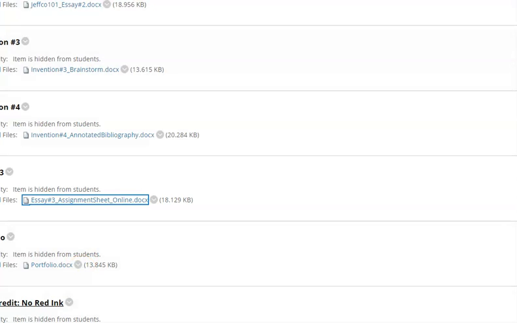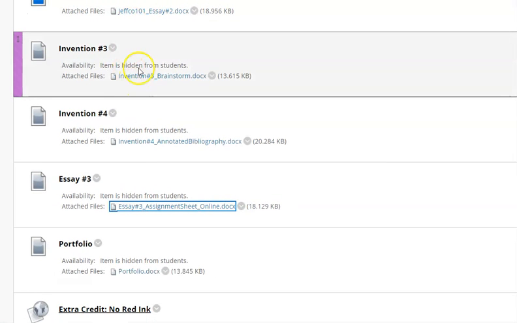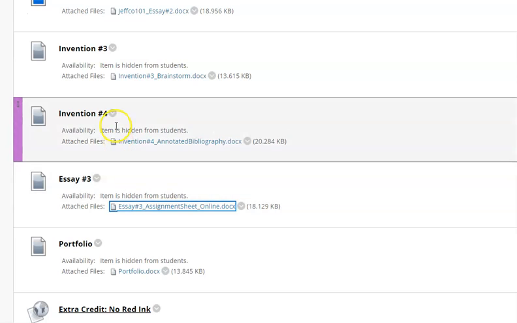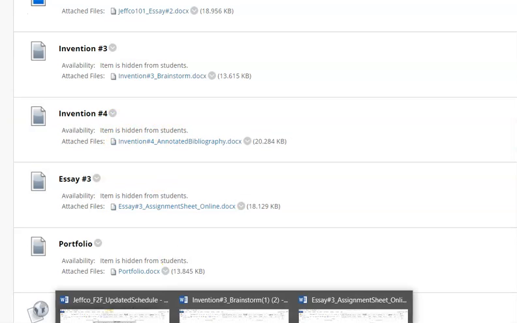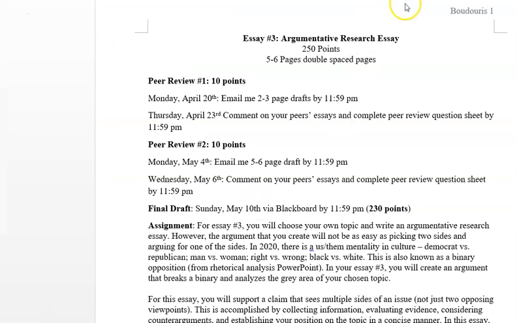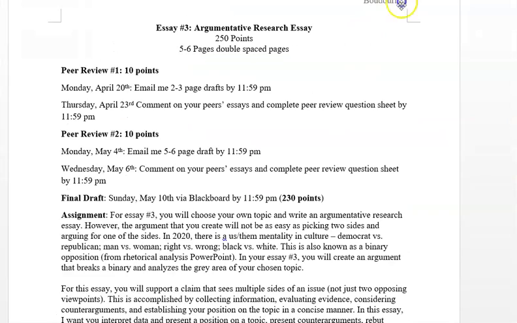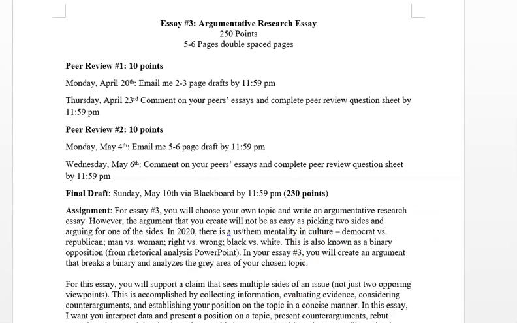You can find this assignment sheet under the assignments tab on Blackboard. I have the invention number 3 and essay number 3, and also, of course, the invention number 4, which is the annotated bibliography. Essay number 3 is going to be an argumentative research essay. You may have written these before in previous classes. This does not mean that you can just not watch these videos about these essays. These videos are very, very important, especially this video about annotated bibliography, and the video about argument.